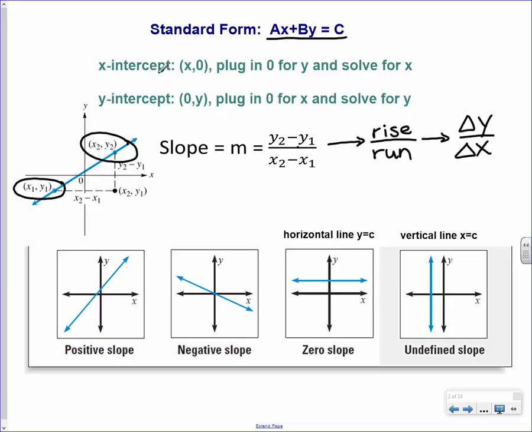So the x-intercept is defined like this. It's going to be some x value, but the y is going to be 0, right? Because it's going to be sitting right on the x-axis. So to find this x-intercept, when we have the equation, we can just plug in 0 for y, and then solve for x. And that should give us the x-intercept. To find the y-intercept, we just do the opposite. We plug in 0 for x and solve for y. Okay, and we'll do some examples of those, of course, as we get to that.